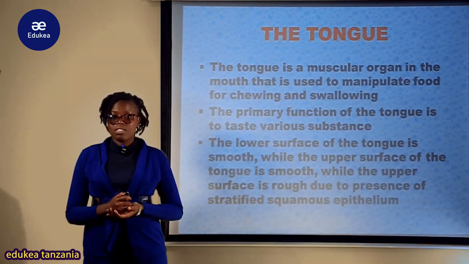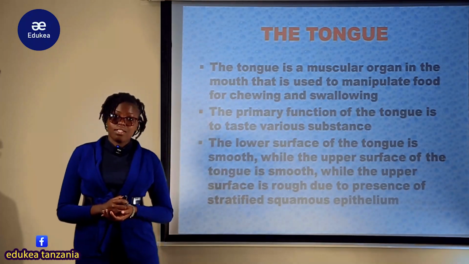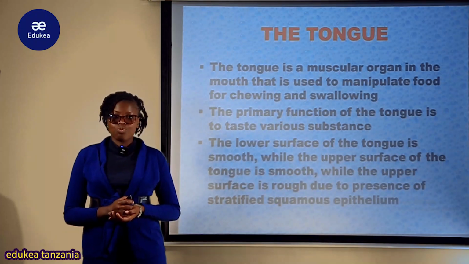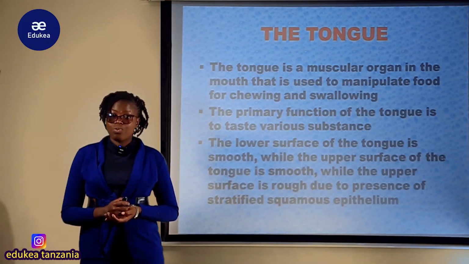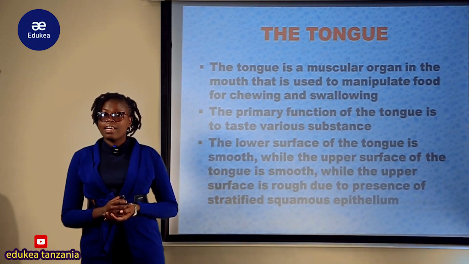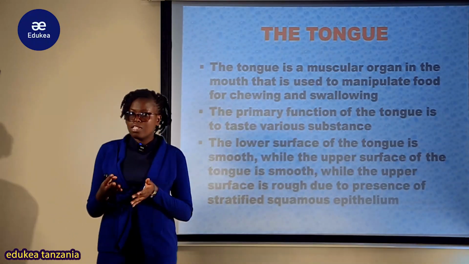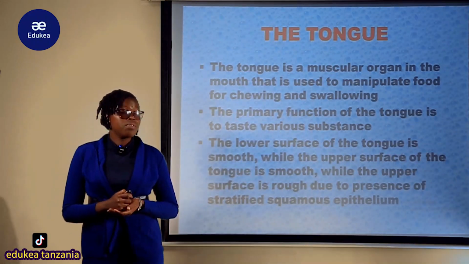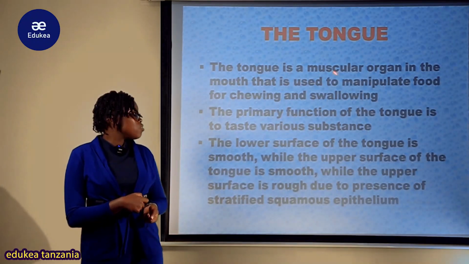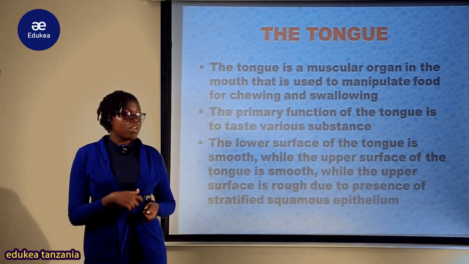So the other component is the tongue. The main function of the tongue is tasting. It tastes various flavours: sweet, bitter, sour, very salty, very sugary. The umami flavour is one that lies between saltiness and sweetness. So the tongue is a muscular organ in the mouth that is used for manipulating food, for chewing and swallowing. So the tongue is a muscular organ.